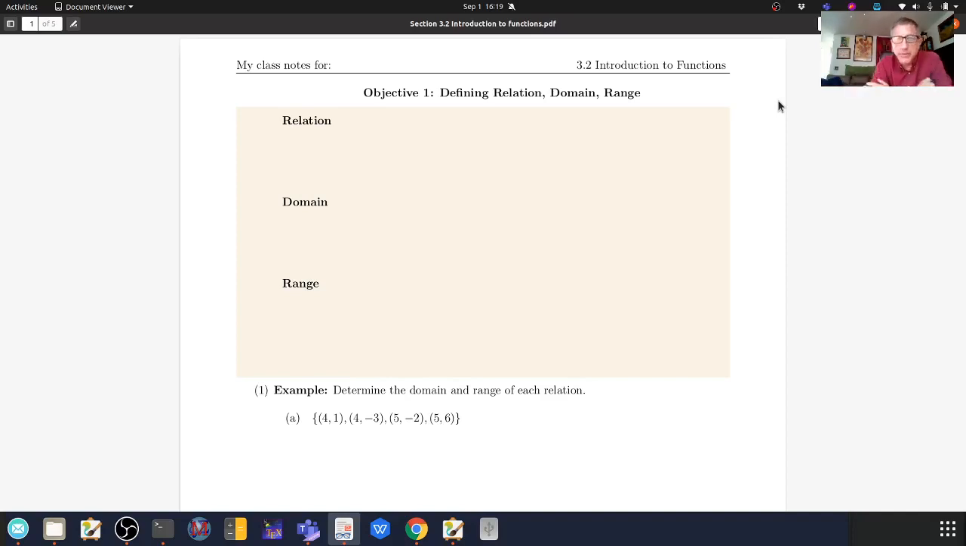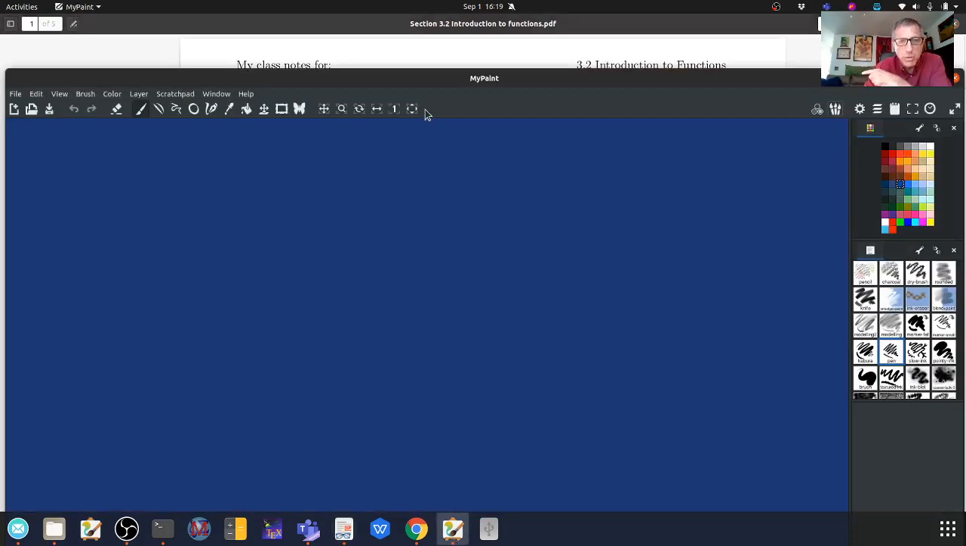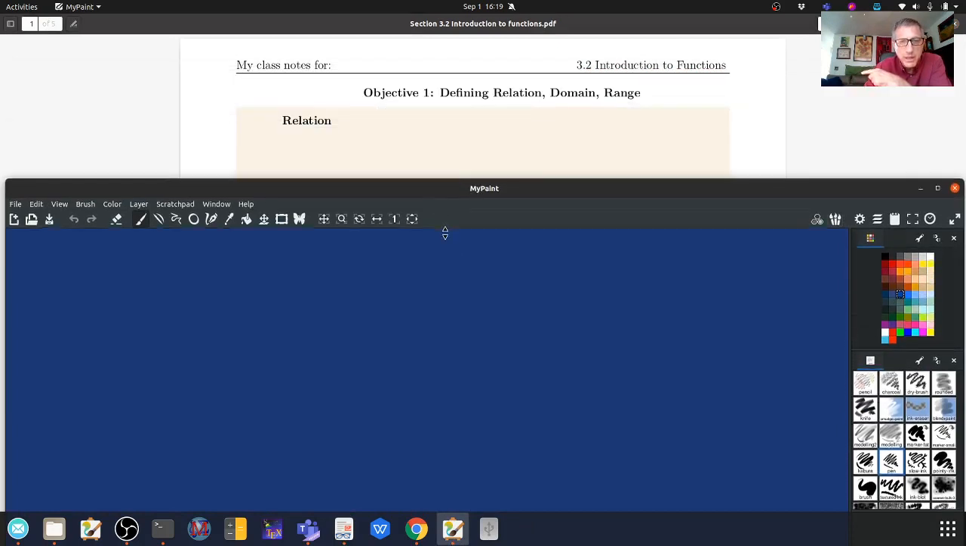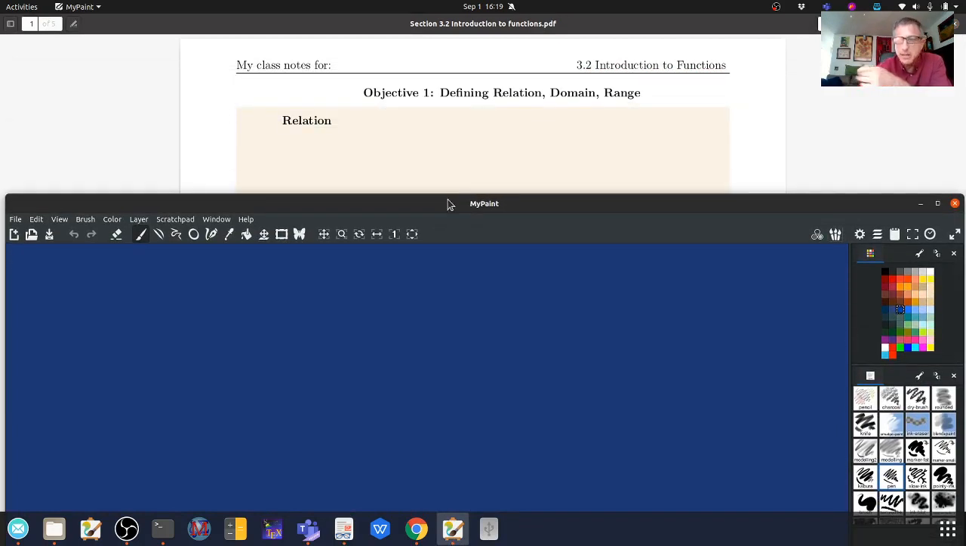This is Chapter 3, Section 2, Introduction to Functions. So we have three really important concepts for this chapter. One is relation, the other is domain, and the other is range. And literally, the very first one, a relation, is probably the easiest definition in all of mathematics, at least as far as memorization goes.